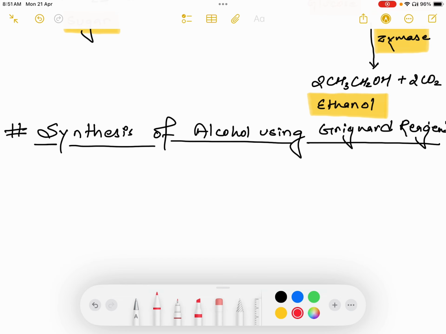So here, how can we convert? What is a Grignard reagent? Grignard reagent is an RMgX group, or alkyl magnesium halide group. X can be Br, it can be anything, RMgX. Basically it is an alkyl magnesium halide.